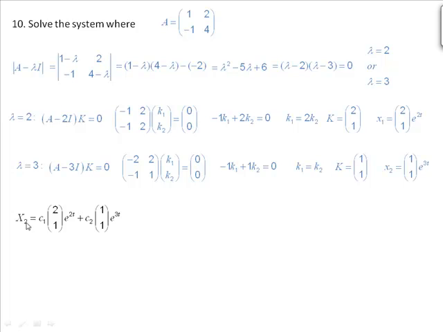And this should just be an x, not an x squared. It should just be x, or not a subscript. It should just be x.